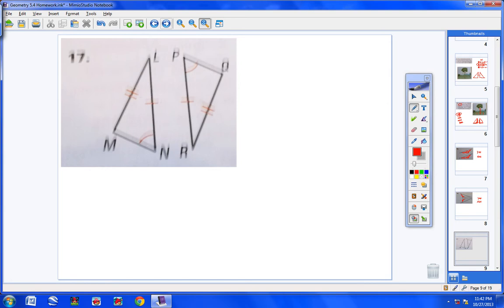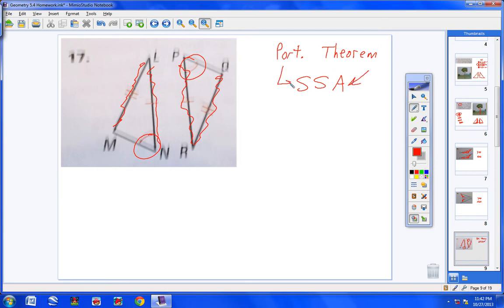Let's take a look at number 17. Notice in 17 we definitely have 3 parts of one triangle congruent to 3 parts in another, but look what we have. It's kind of weird. We have a side, and then a side, and then an angle in each triangle. So we have side, side, angle. And guess what, students? Nowhere do we have a postulate or a theorem that uses side, side, angle. It just doesn't exist.